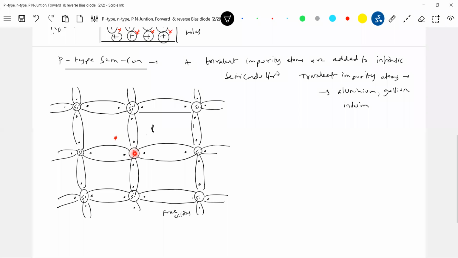So here, let me write, this is Al. Again, it's trivalent. So addition of one impurity atom: it's trivalent, no? So there are three outermost valence electrons. That will be shared by this trivalent impurity atom with the adjacent silicon atoms, and it forms covalent bonds. The fourth bond, you can see, is incomplete, no? And the vacancy created in the valence band will become a hole. So addition of one trivalent impurity atom will create one hole.